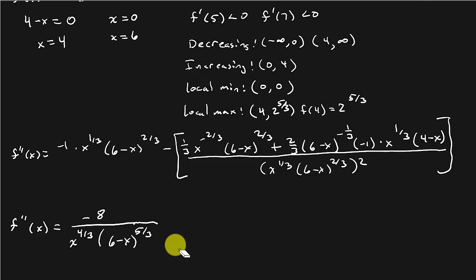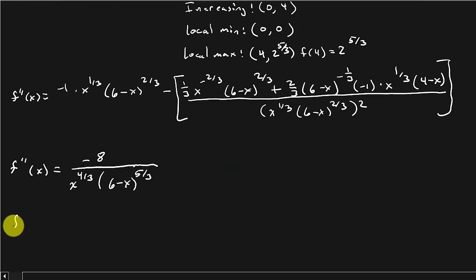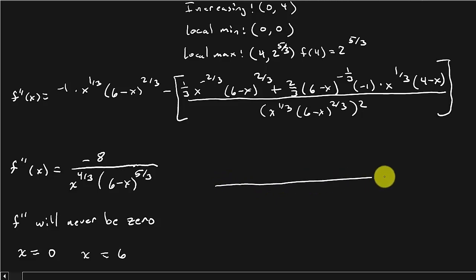So now we need to set the second derivative equal to 0, solve for x. Well, f double prime will never be 0 because it's only 0 when the numerator is 0, and you can see the numerator is -8. All right, but we still want to use where it's undefined. So where the denominator is 0, we want to use those values to determine concavity. And so if I plot those, that's going to be 0, 6.